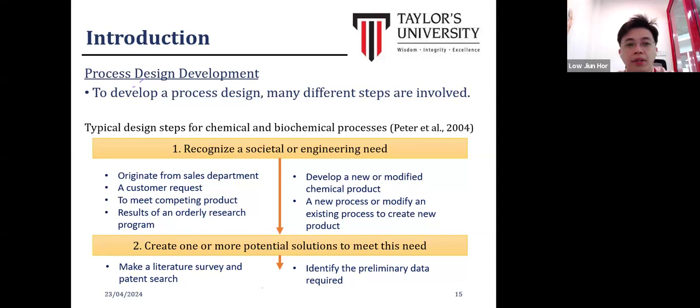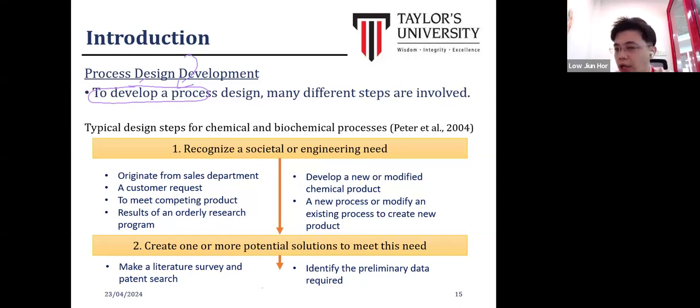Here we call process design development. The process design development that I'm going to share with you and explain here can be considered as a guideline to guide you how to initiate a design, to design a chemical plant. And also what are the elements and the stages involved in order to assist you to complete a chemical plant design. This is what we call process design development.